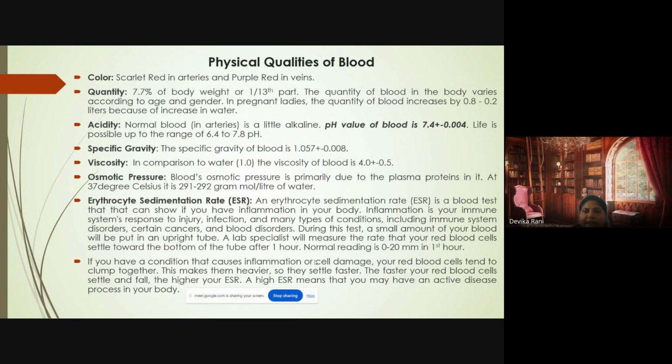So please remember this. This is also asked. What does a high ESR mean? And what is ESR?